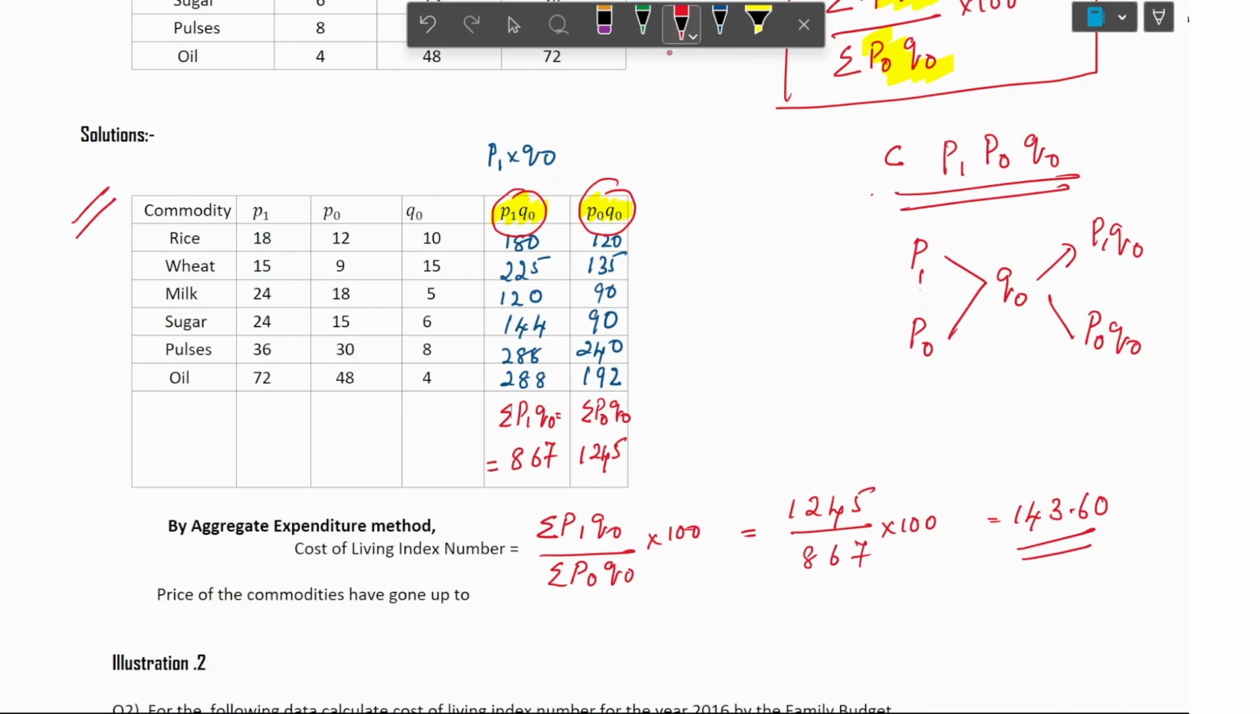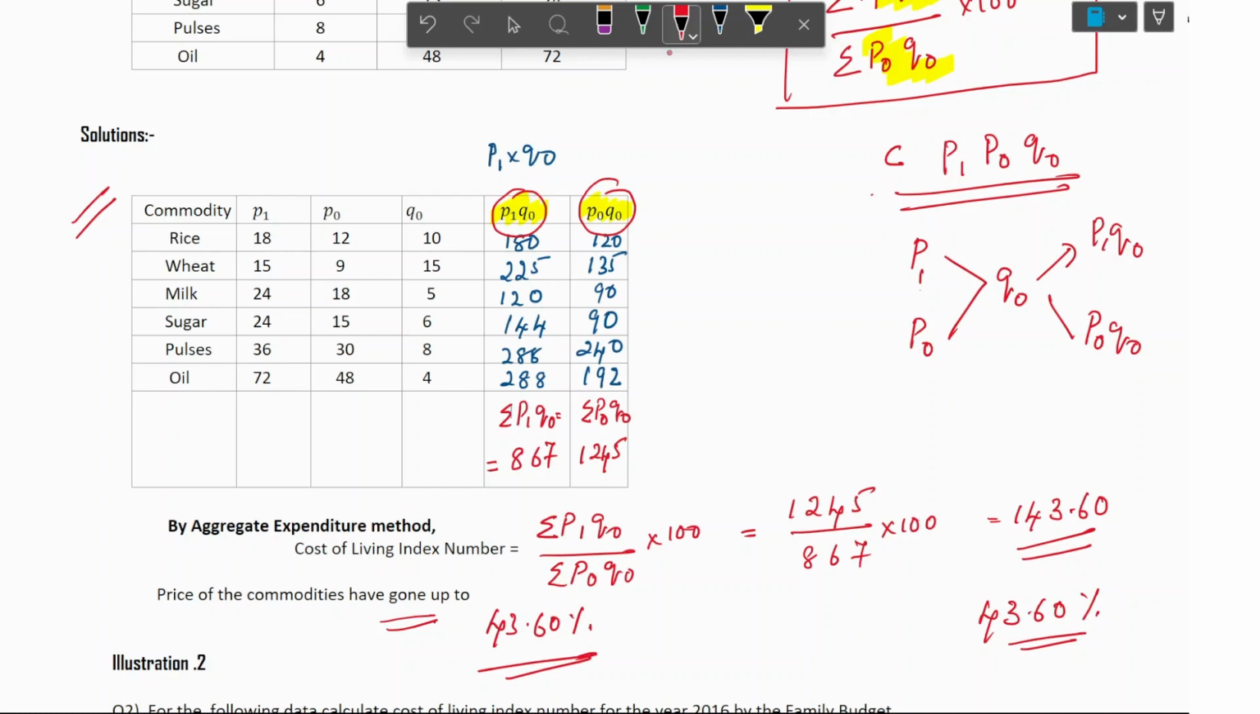Now they ask you to interpret the result. Therefore, we can write that the price of commodities has gone up to 143.60. That means it increased by 43.60%. Therefore, prices have gone up by 43.60%, and that completes the answer.